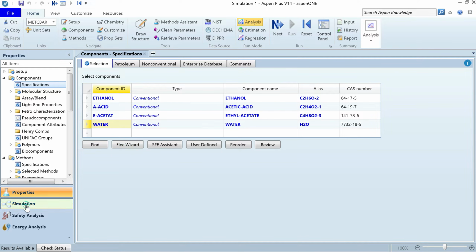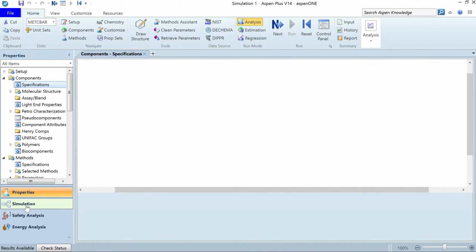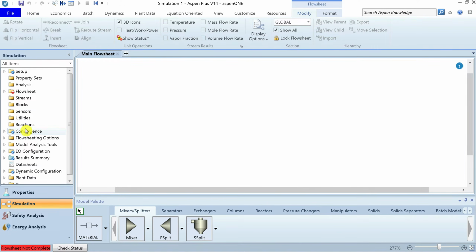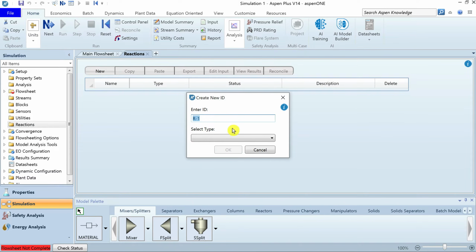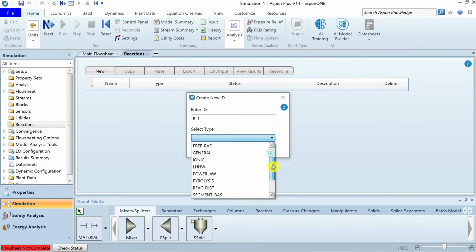For non-electrolyte reactions, the corresponding kinetics are defined in the simulation environment under the reactions folder. Let's create a new reaction set. Here you can notice that you can select multiple templates for defining the reaction sets. These are the templates used for defining the reaction stoichiometry and the corresponding kinetics. Many of them are for polymerization reactions including Ziegler-Natta, step growth, segment-based polymer pyrolysis. There is a set dedicated for RadFrac columns to simulate the reactive distillation process.